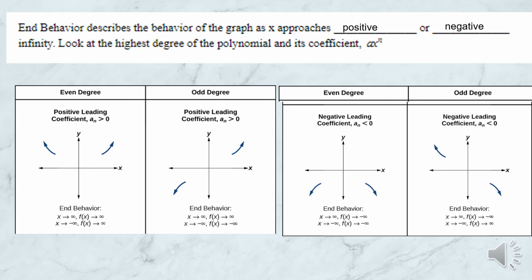The easiest way to remember this is like positive x squared looks like a U. Negative x squared looks like a hill. For odd degrees, if it's a positive leading coefficient, it starts down and left and moves up. It slopes upwards. If it's a negative leading coefficient, as it approaches infinity, it gets more negative. So it starts high and ends down low.